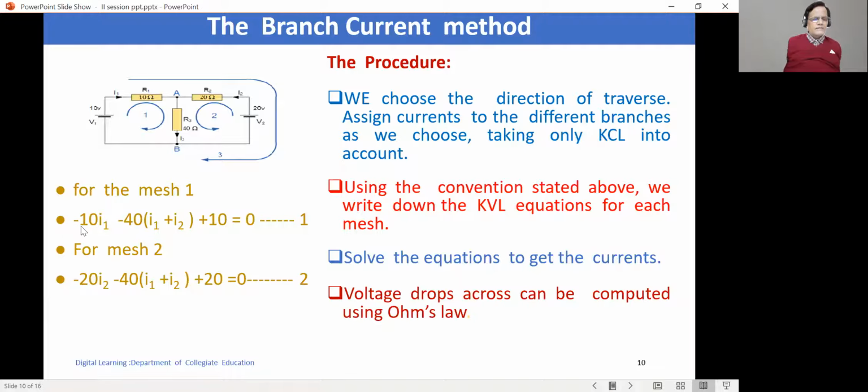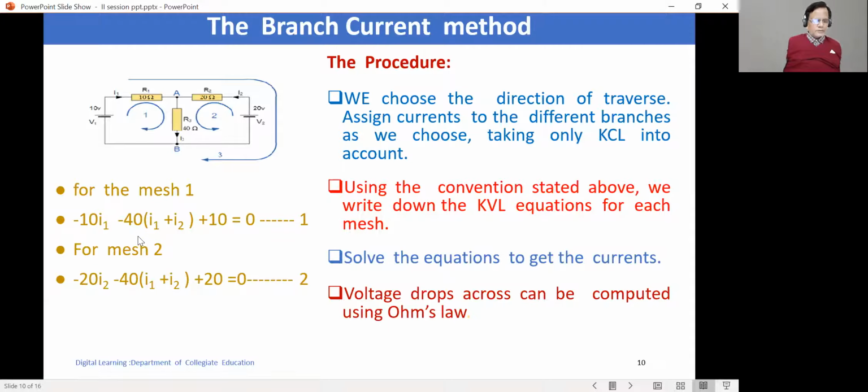So, minus 10 I1. I am then coming from A to B through the resistor R3. So, minus 40 into R3 can be written as I1 plus I2 straight away. So, minus 40 into (I1 plus I2). Then I go through the cell from its negative pole to the positive. So, plus 10 is equal to 0. This is the KVL equation for mesh 1.